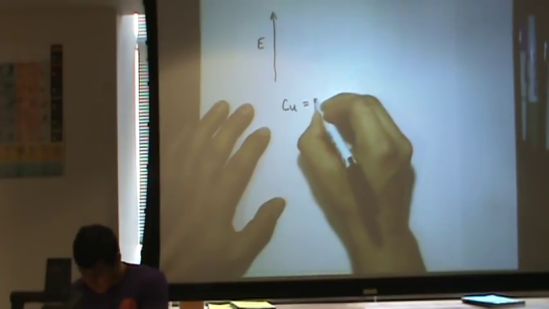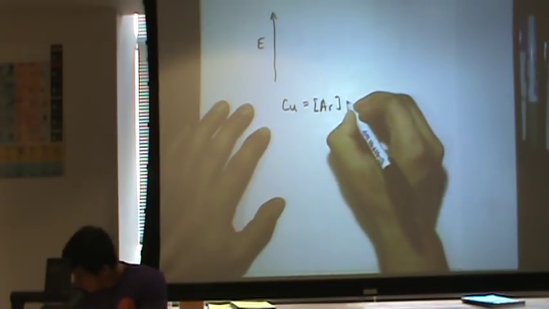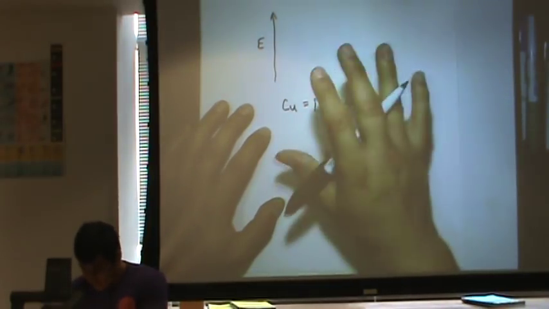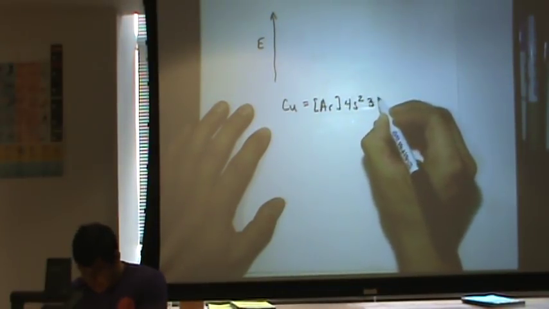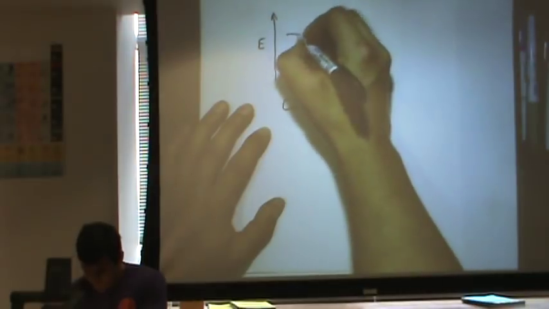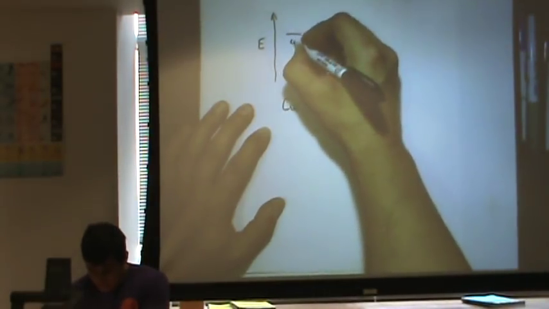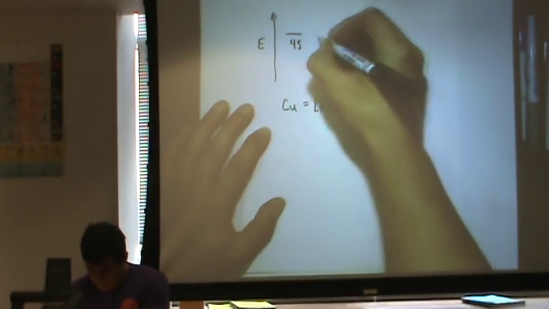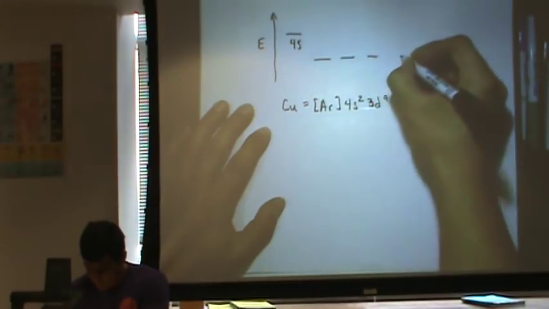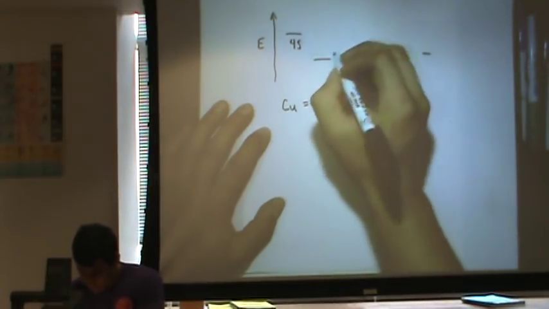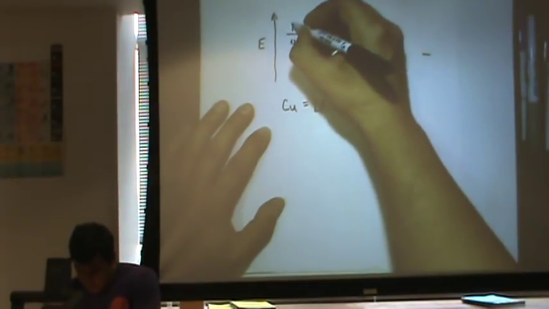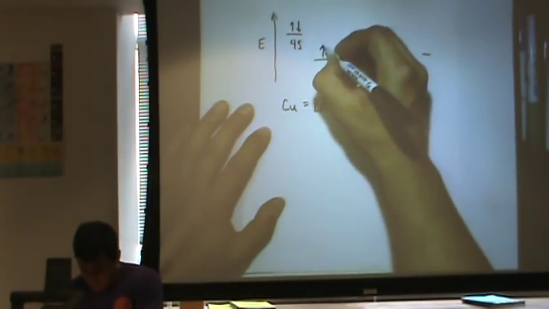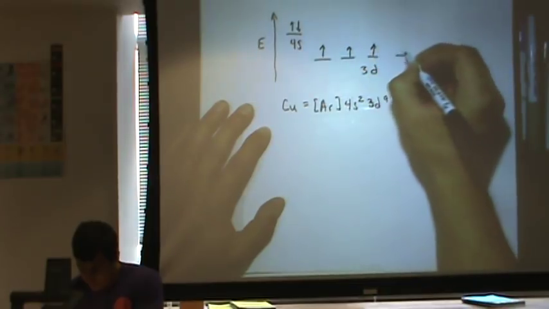Copper has an electron configuration of argon. We're going to do what's expected first: 4s2, 3d9. So here's our 4s orbital. 1, 2, 3, 4, 5. D. So we have 1, 2, 3, 4, 6.